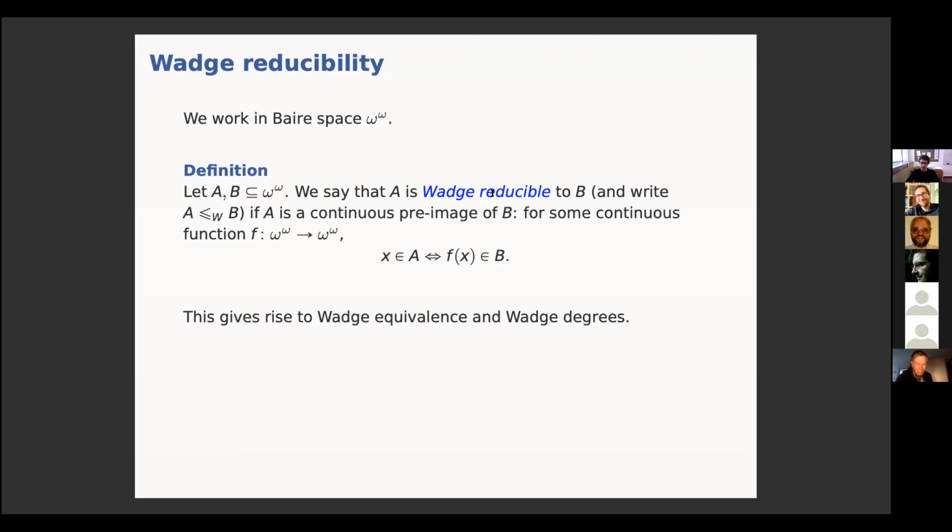We say that A and B are equivalent if they're reducible to each other, and the equivalence classes are called degrees, named after Wadge, Wadge degrees. These were introduced by Wadge in his thesis in the early 70s.